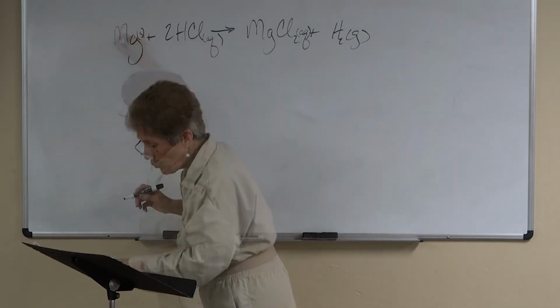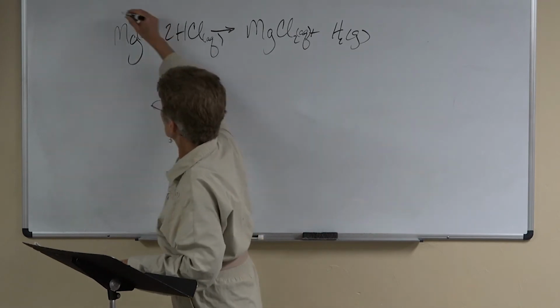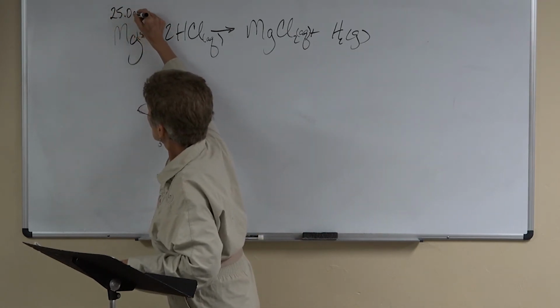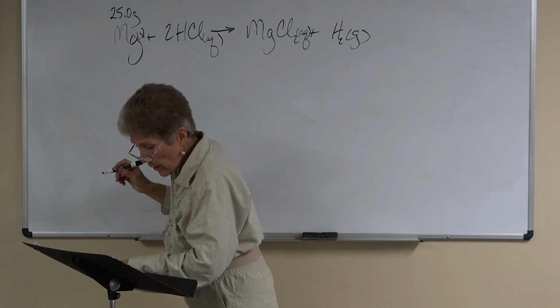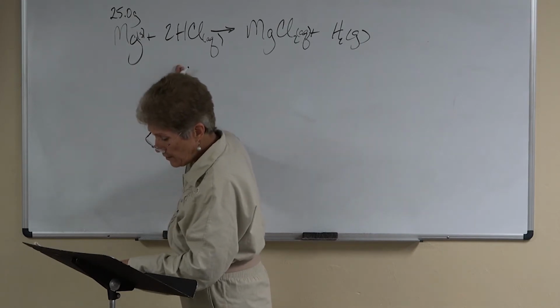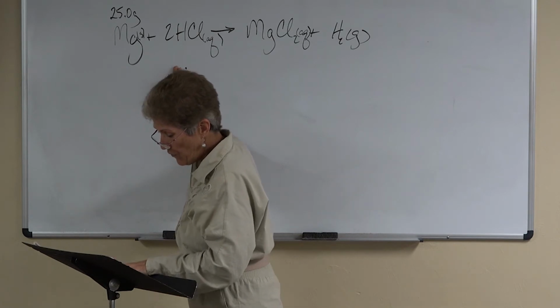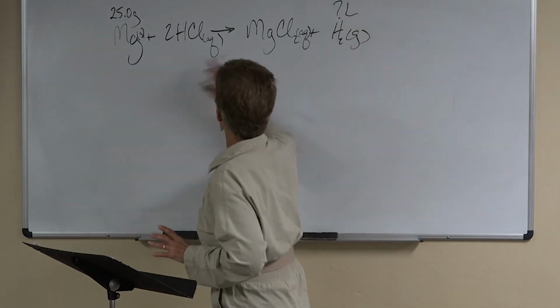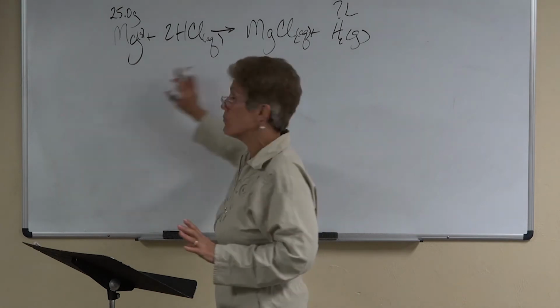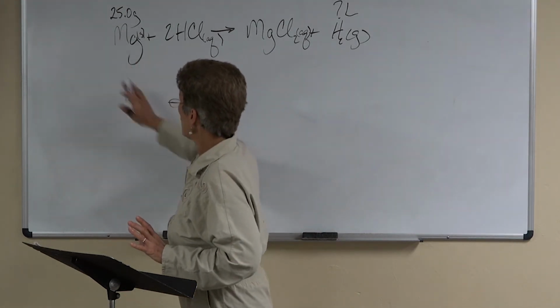All right, so we have 25 grams of magnesium, and it reacts with excess of this. Okay. And we want to know how many liters of hydrogen are made. Okay, so we're going to start here, we're going to drive to here. We know that because there's the numbers, there's the question mark. So we got to go through the mole tunnel.